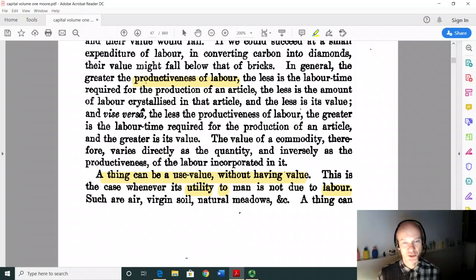Same about virgin soil. We haven't produced the soil, we have just taken the soil and distributed it somehow so that people claim it's theirs. But as such, it doesn't have value, or it does not constitute value in the economic sense, because it is simply natural wealth. Wealth because it has utility, but not value.